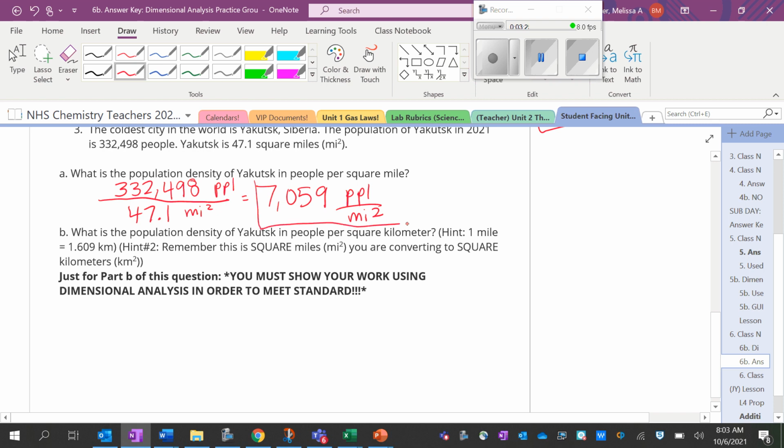It says, what is the population density of the city in people per square kilometer? Hint, 1 mile equals 1.609 kilometers. Hint number 2, remember this is square miles. You are converting to square kilometers.